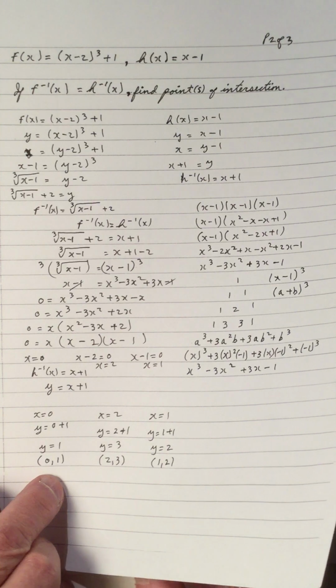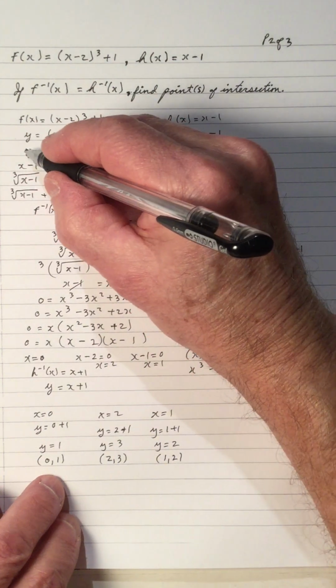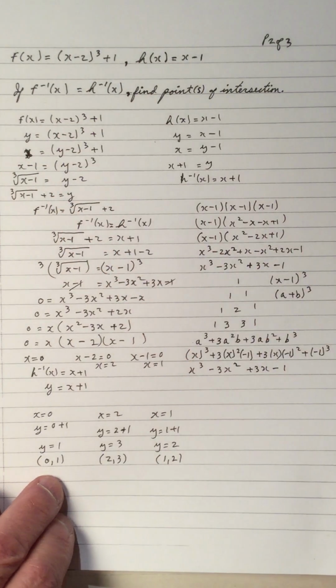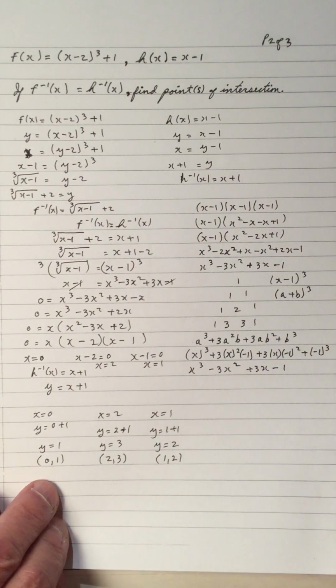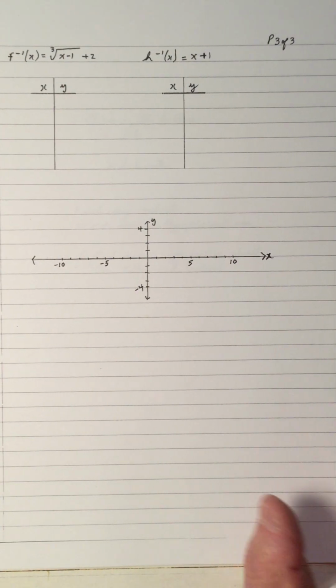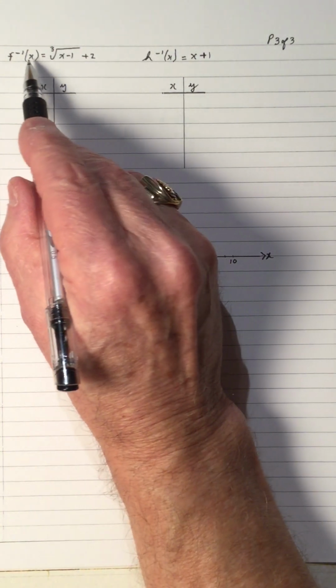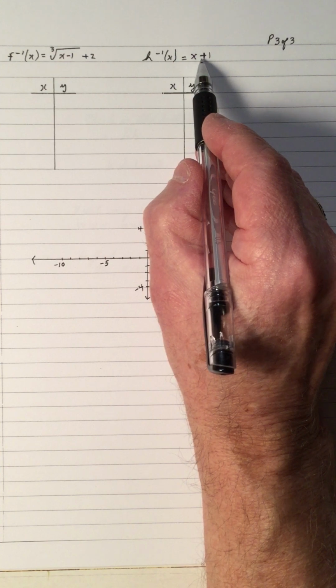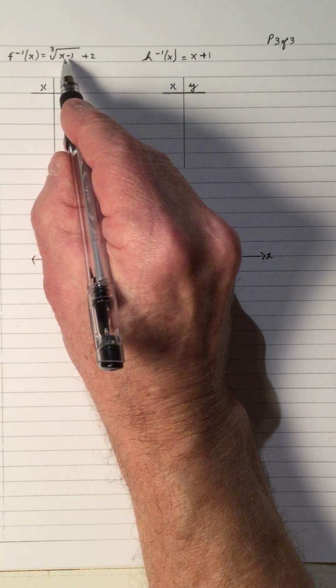But notice, okay, just want to correct that there. That's an x, just to make sure. Now, I solved it algebraically and got 3 points of intersection. But what I want to do is graph them just to see what's happening. So notice I have the inverse of f written down. I have the inverse of h written down. This is a cube root.